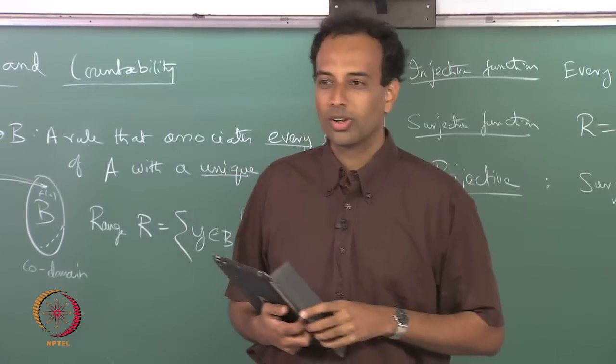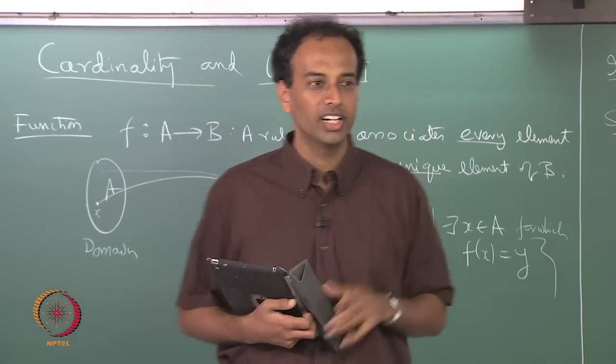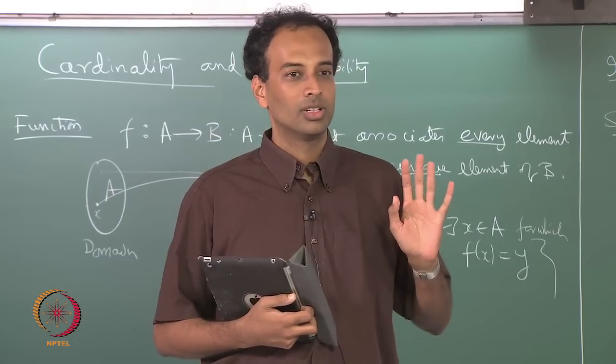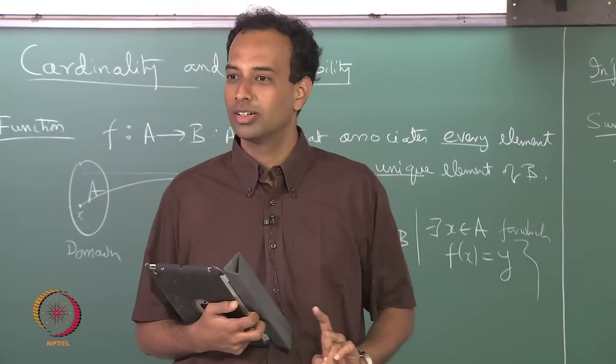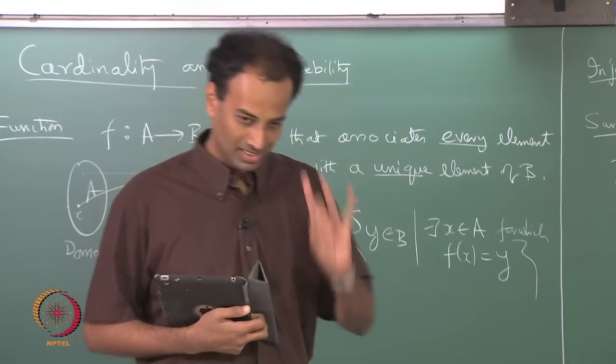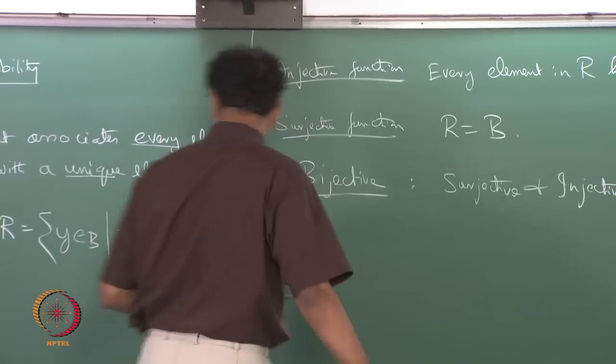Okay. So what Cantor defined is that two sets A and B, not necessarily finite, finite or infinite, have the same cardinality if you can find a bijection between the sets A and B. So that is a definition. Okay. So let us get into this cardinality.